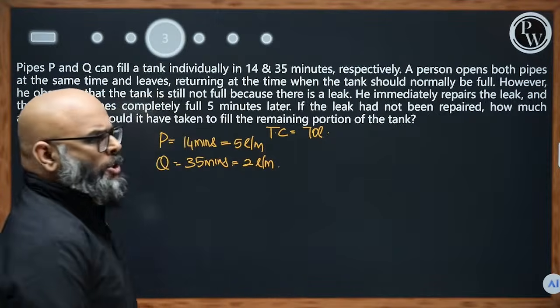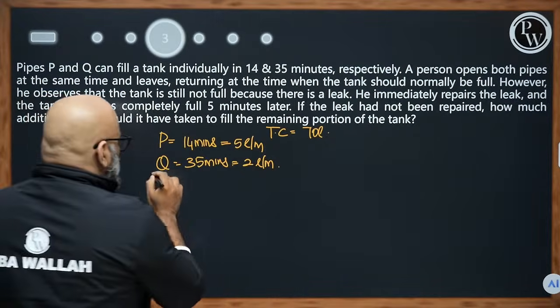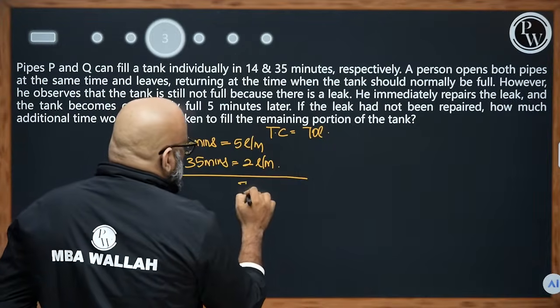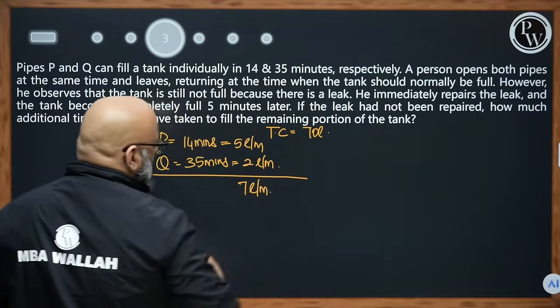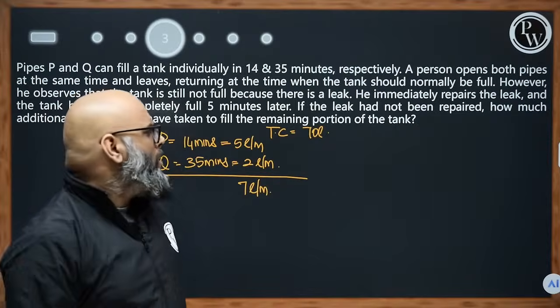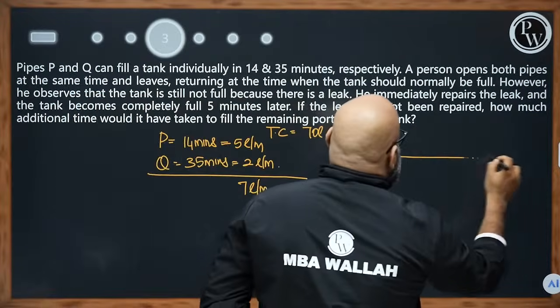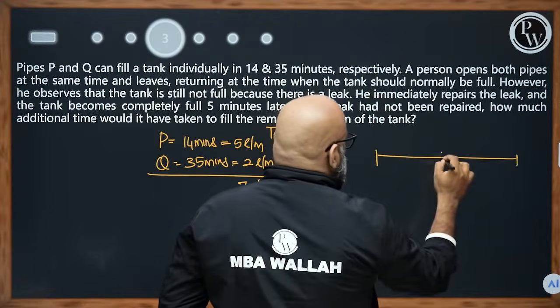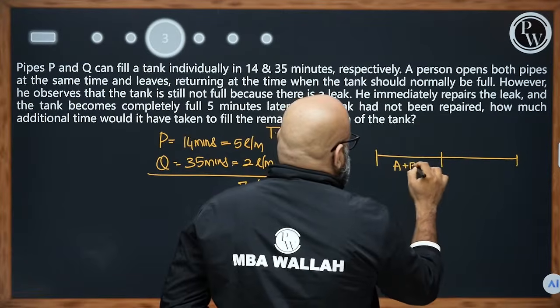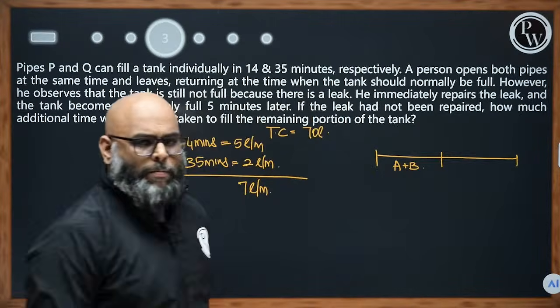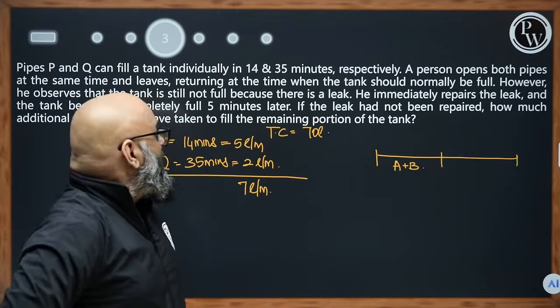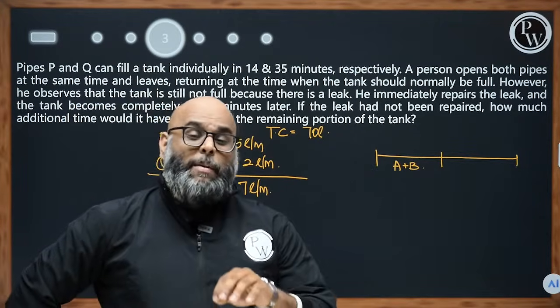This is 2 liters per minute. Now together they could have given me 7 liters per minute. That is what it is. Beautiful. Now the tank from the beginning, for some time, both of them were kept open. How long? It comes back when it should normally be full.